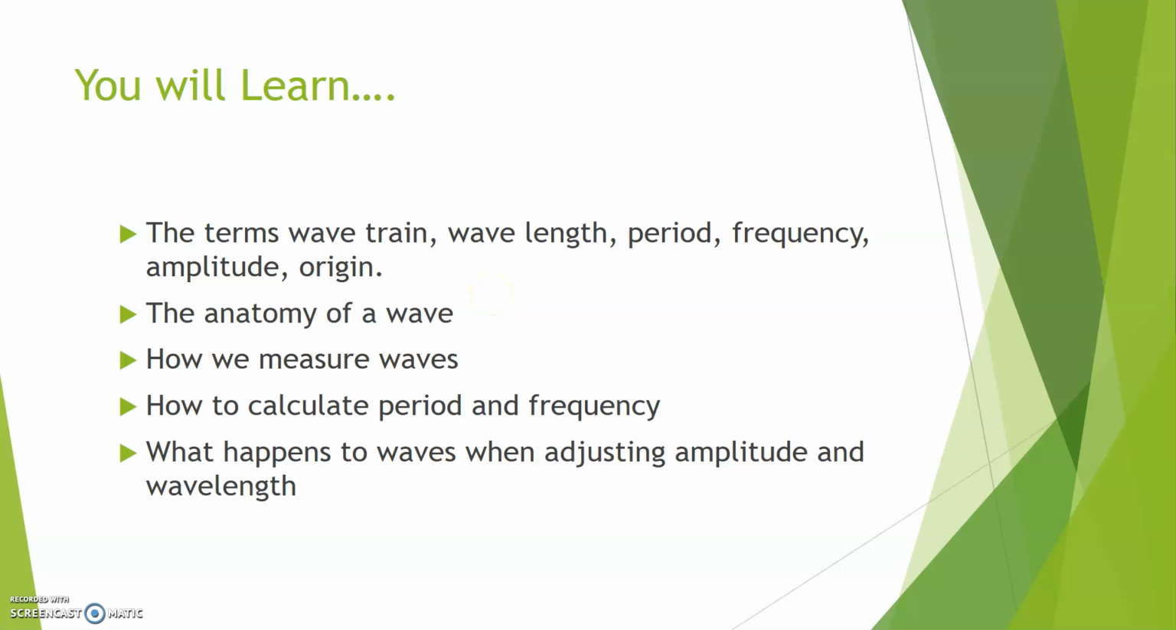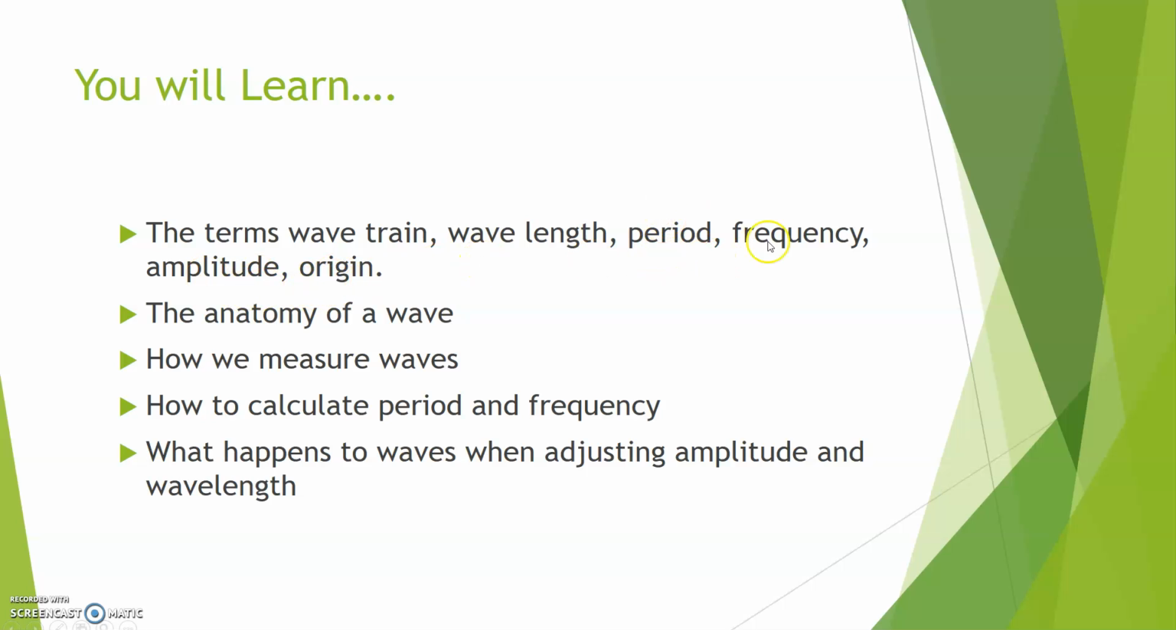Today you're going to be talking about the parts of a wave, what makes waves, and if we change one part of a wave, what's going to happen. So the terms that we're going to learn are wave trains, wavelengths, periods, frequencies, amplitudes, and origins.